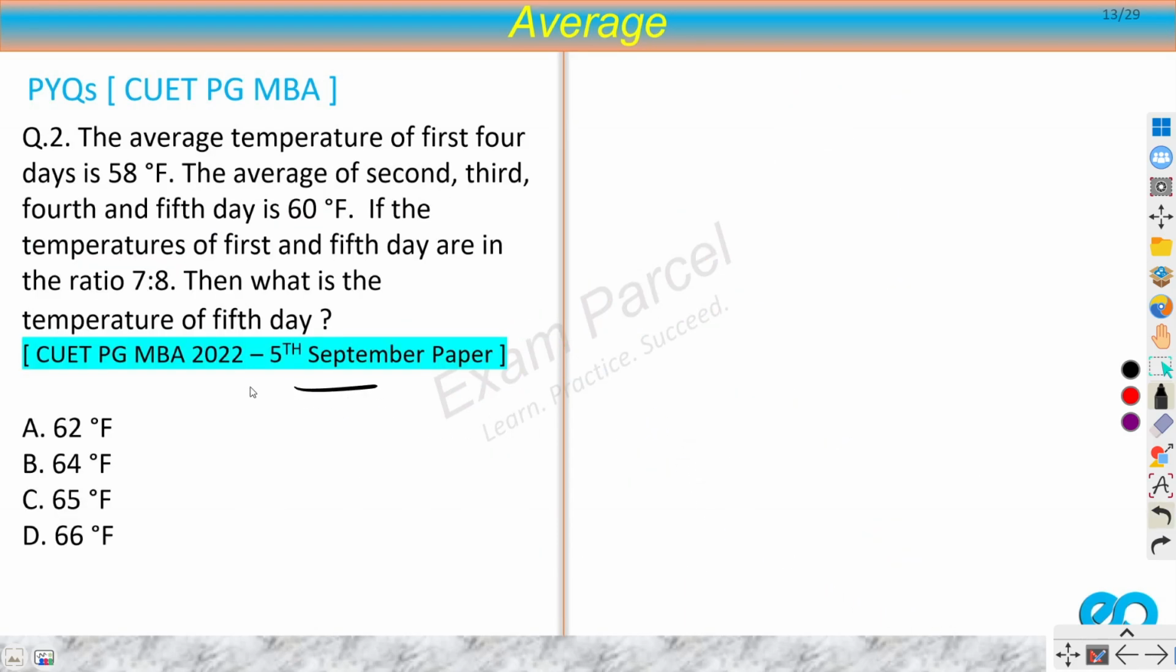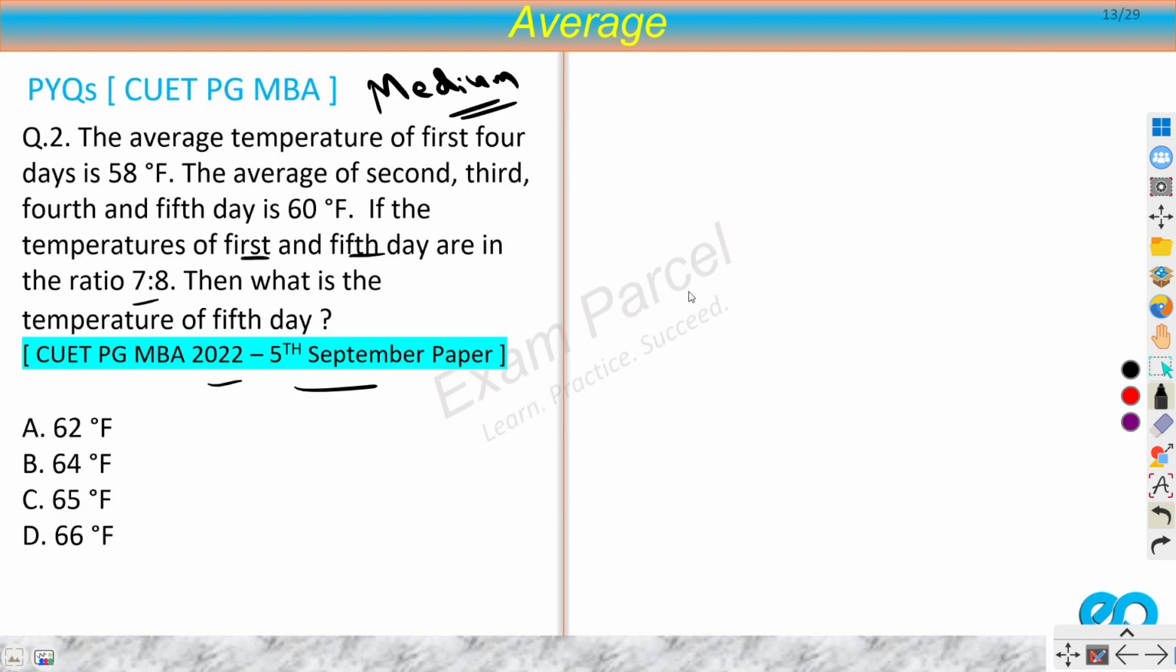This is from the 5th September paper 2022. The average temperature of the first 4 days is 58 degree Fahrenheit. The average of the second, third, fourth and fifth day is 60 degree Fahrenheit. If the temperatures of the first and fifth day are in the ratio 7:8, then what is the temperature of the fifth day? So this is a good question. I would not say this is a hard question, but I would definitely say that this is not easy. I would put this in a medium range.